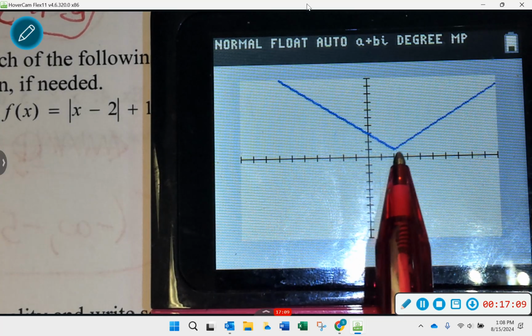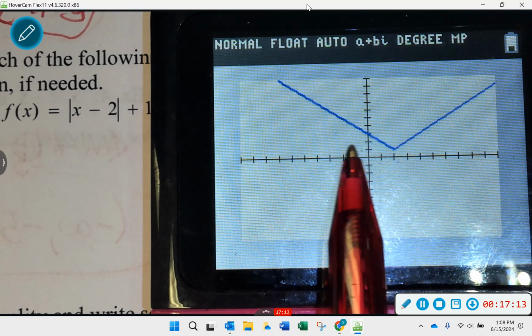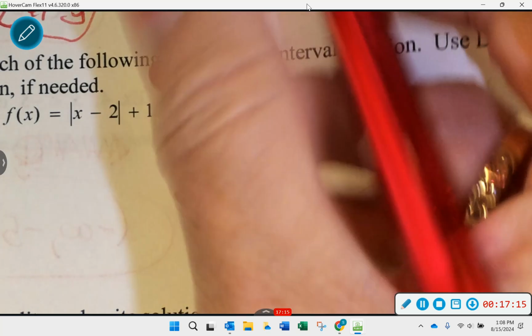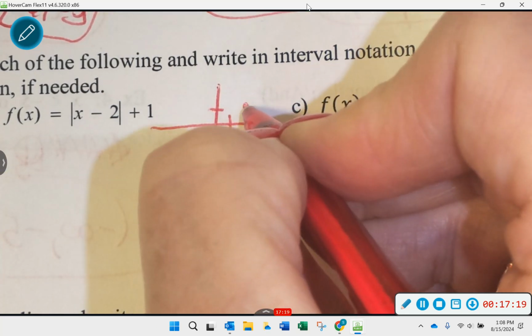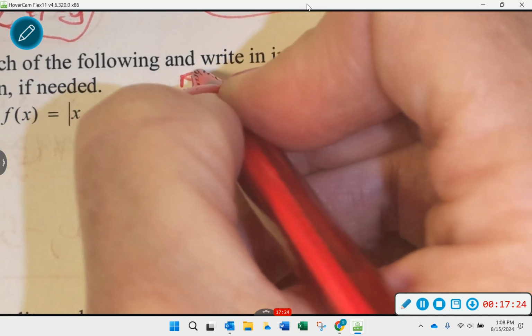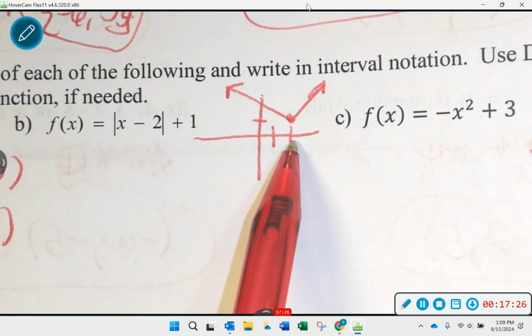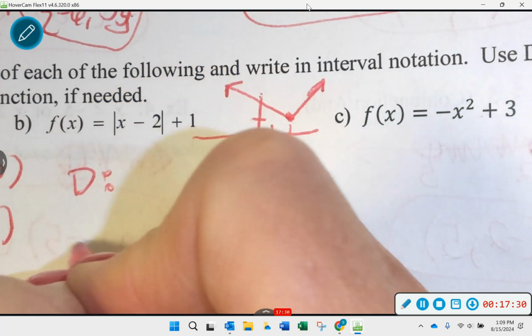So where do you think this point is right here? 2, 1, isn't it? Okay, so I'm going to do a little sketch of that. That's the graph. 2, 1 is the vertex of that graph, rather. That's the way that's going to look. I want you guys to write the domain and range.